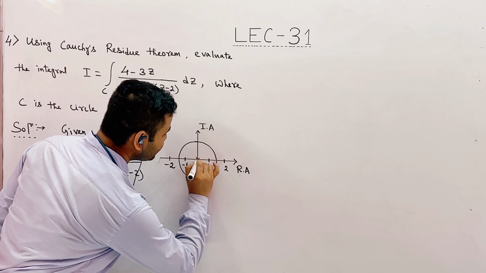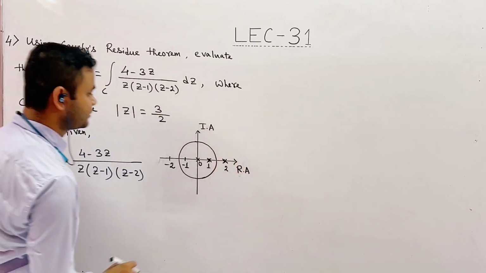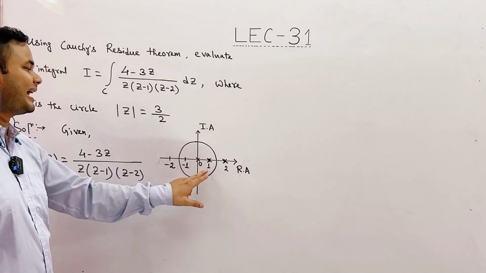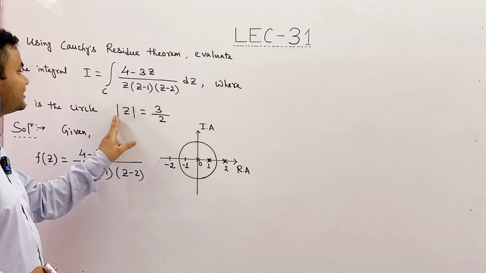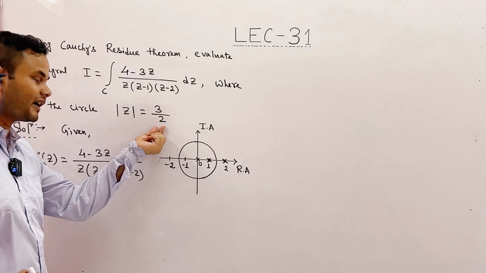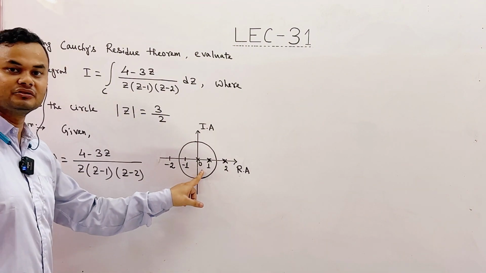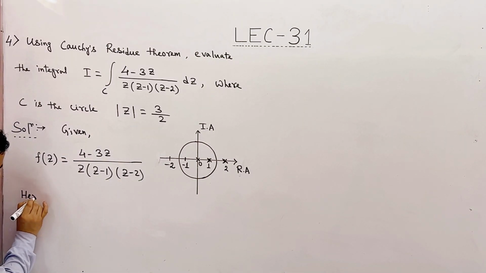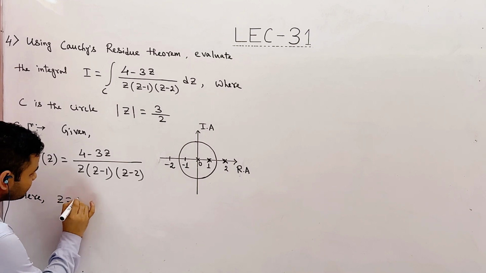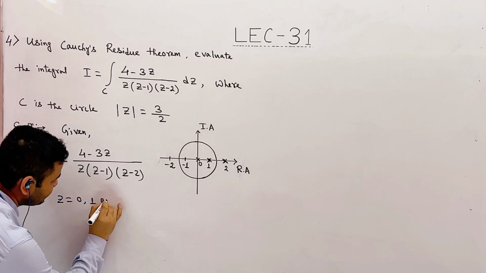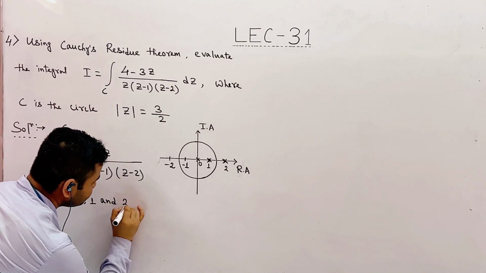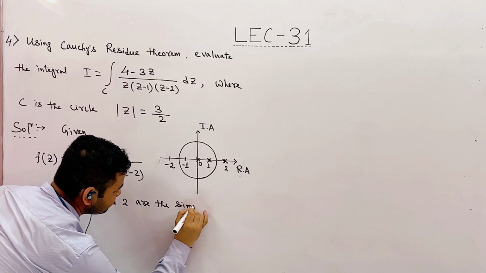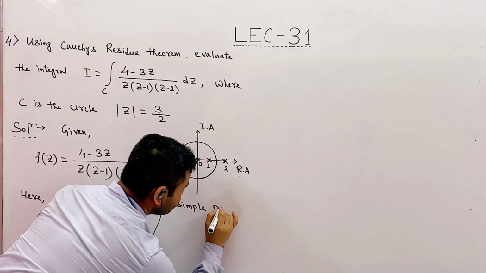So these are the locations of these simple poles. Again, we have seen that only two poles, at z equal to 0 and z equal to 1, lie inside the given circle whose radius is 1.5 and center at z equal to 0. Now let me write these points. Here z equal to 0, 1 and 2 are the simple poles.